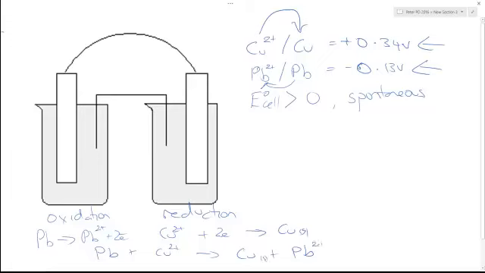Okay, in terms of labelling it, now RedCat still works. So what RedCat is, reduction happens at the cathode. So on this side, this is a solid electrode, so that's going to be the copper. And in solution, we've got copper 2 plus ions floating around. And over here, the solid electrode will be Pb, and then we have some Pb2 plus ions floating around in solution here.